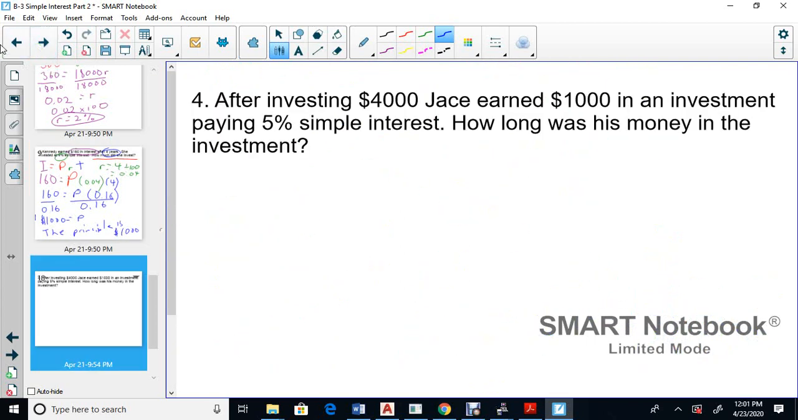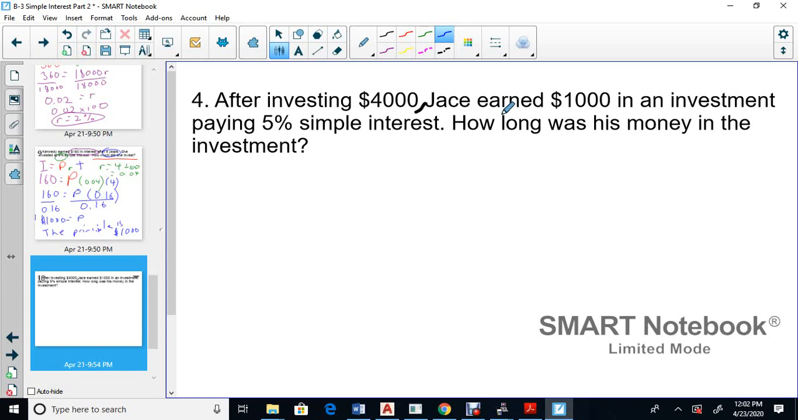Okay. So now let's do the next one with Jase here. After investing 4,000, Jase, maybe I should have put a comma here. Jase earned 1,000 in an investment, paying 5% interest. How long was that money in the investment? Well, he made $1,000. That's pretty good on 4,000. But maybe he kept it in there for a long time.